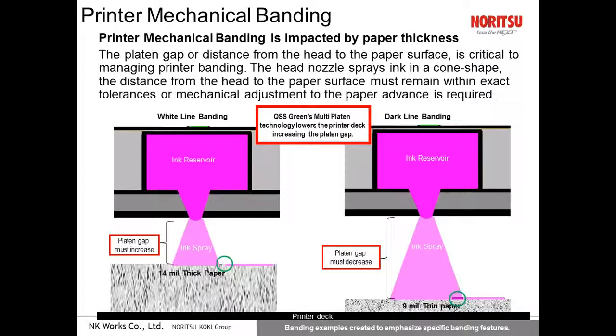Now the QSS Green 1 actually has an adjustable platen gap, and that is because we can reduce the amount of mechanical adjustment that is required to eliminate banding. But if we do put a thicker paper in, we are coming closer to the head and reducing the width of the cone. So while we got a dark band with a thinner paper here, we could now get a light band over here because our mechanical adjustment is not correct. So we have to reduce the paper advance so that that area and that area line up quite clearly.